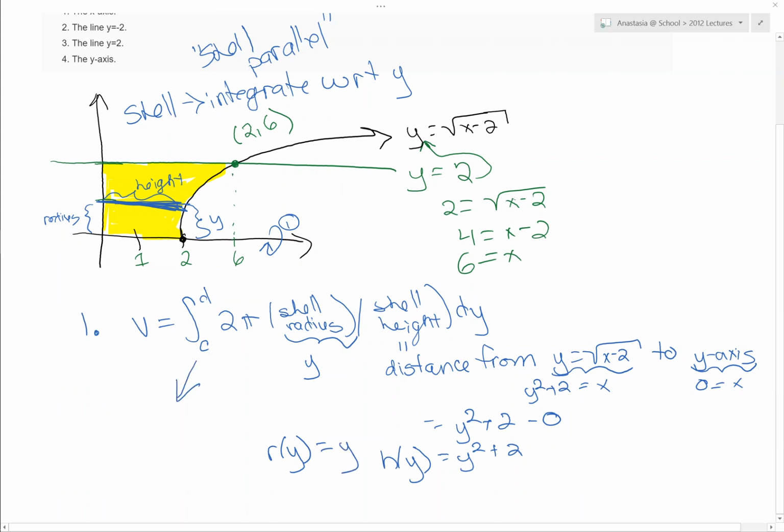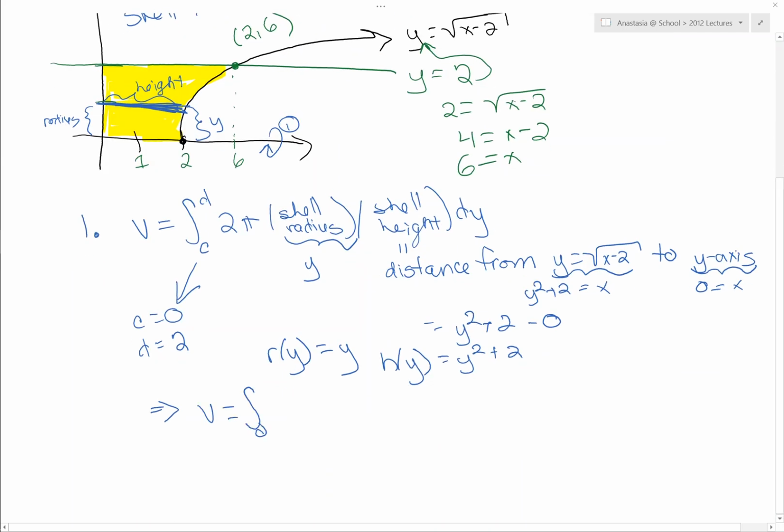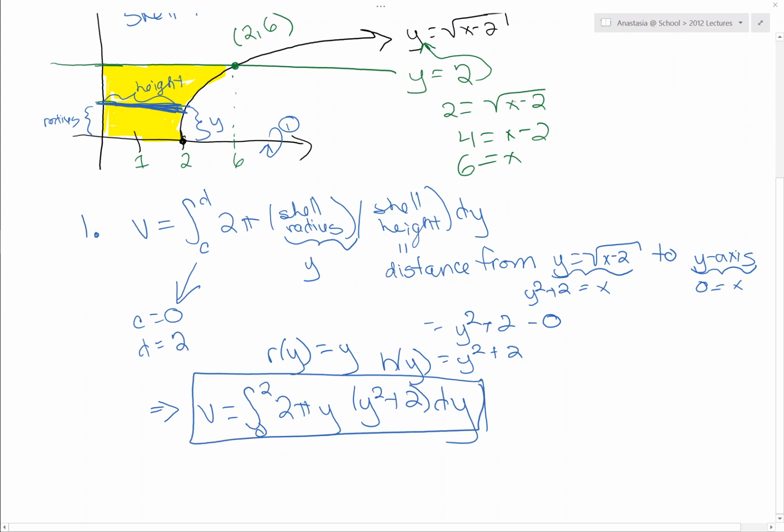Our bounds of integration, same as with the disk washer method, same as with area: we figure out the smallest value and the largest value for the shaded region. The smallest y value is here, y equals 0. The largest y value is here, y equals 2. So this means c equals 0 and d equals 2. Putting all of that together, the volume is equal to the integral from 0 to 2 of 2 pi y times (y squared plus 2) dy. And that is our final answer for number 1.